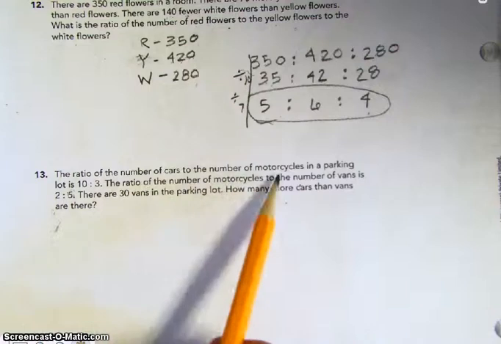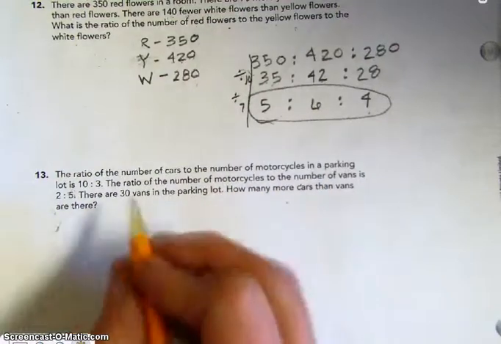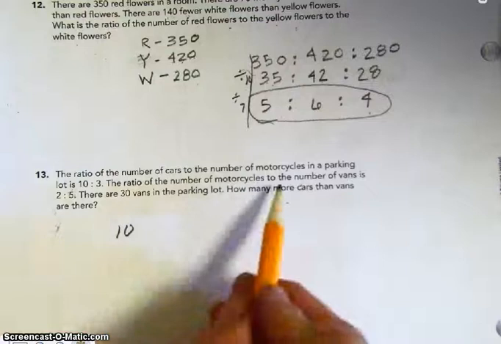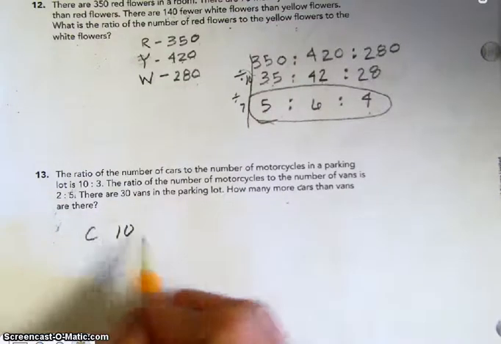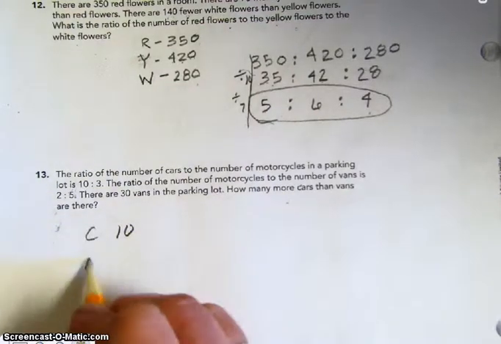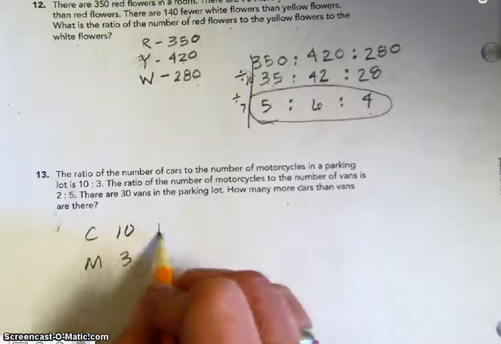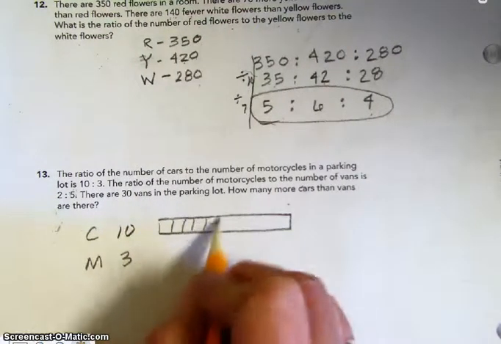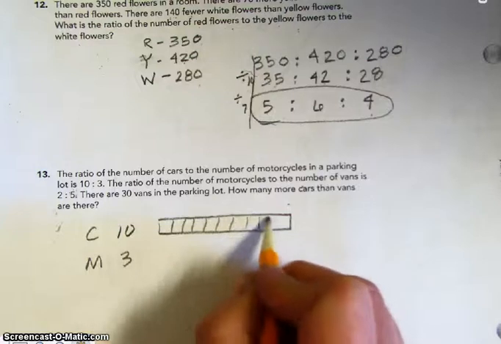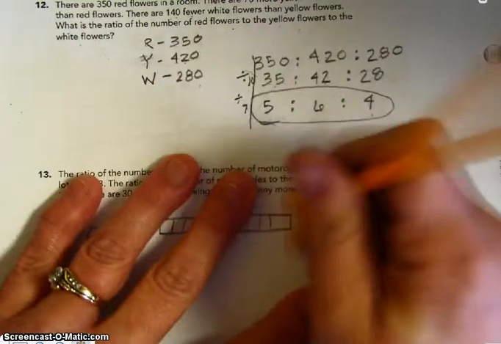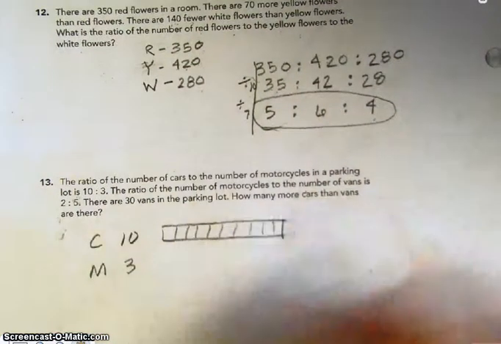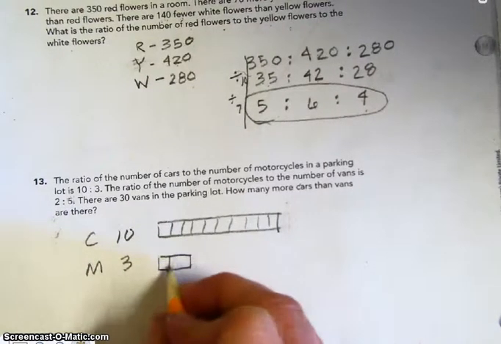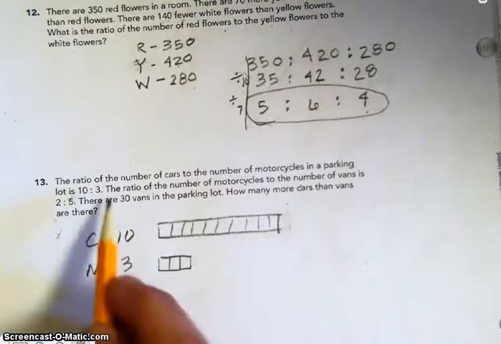The second, or number 13, we're going to do: the ratio of the number of cars to the number of motorcycles in a parking lot is 10 to 3. So let's write that down. 10 is our cars, and our motorcycles are 3. So let's write our bars here: 1, 2, 3, 4, 5, 6, 7, 8, 9. We'll make that a little bit smaller so it's the same. And then 3 motorcycles. We'll just make it 3 here: 1, 2, 3. Okay, that's our first ratio.